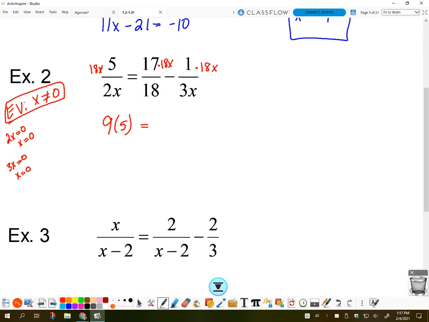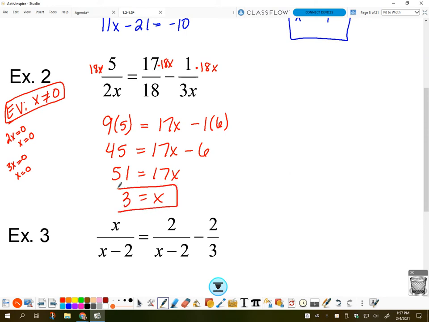18 and 18 cancel, so that's 17x. 3x goes into 18x 6 times, so that's 1 times 6. So we have 45 equals 17x minus 6. So we're going to add the 6, that's 51. Divide by the 17, and you get 30. 30 is not your excluded value, so that's the answer.